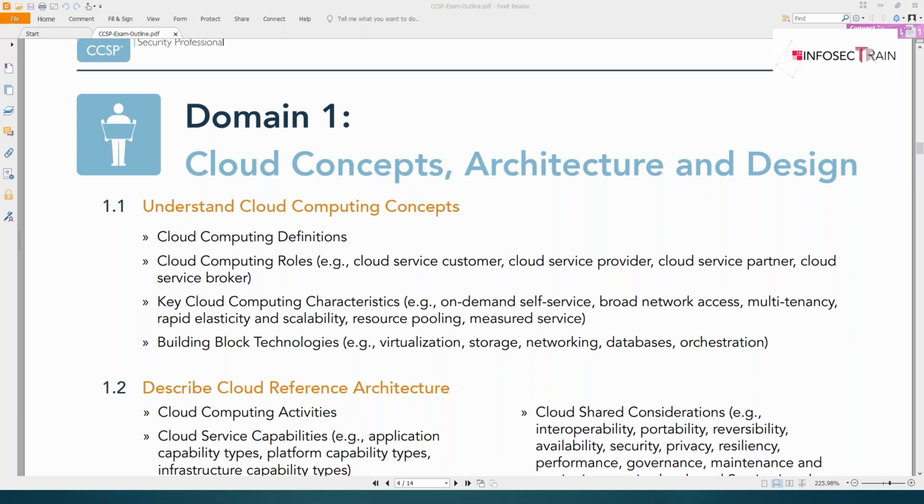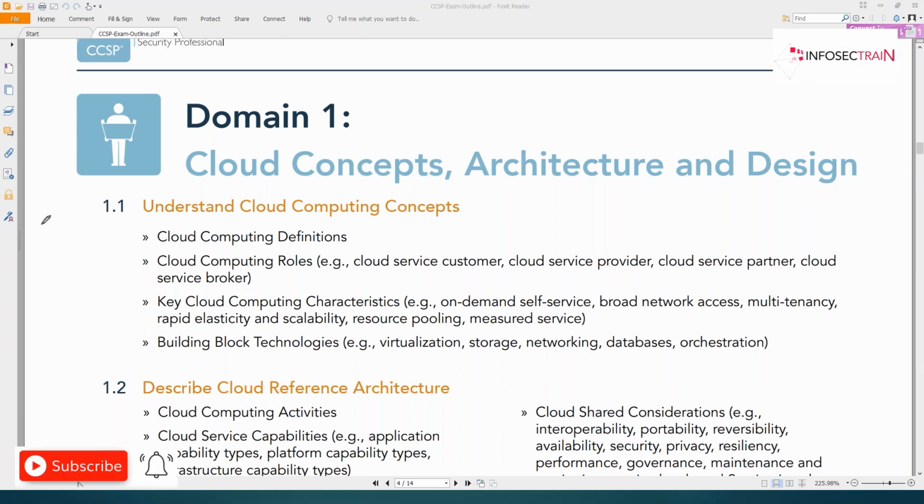And we have one more very important job role to understand, called cloud service partner. That's a very important thing. The cloud service auditor and the cloud service broker are examples of the cloud service partner. I'll give a simple example for the cloud service broker.